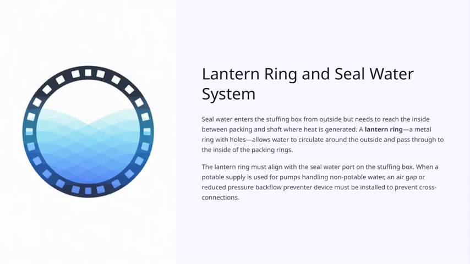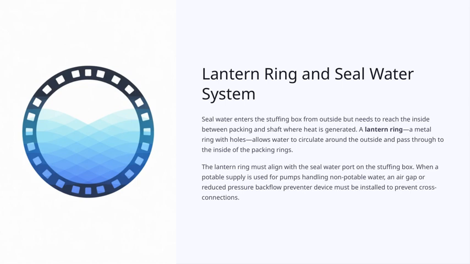Let's talk about the lantern ring and seal water system. Seal water enters the stuffing box from outside, but it needs to reach the inside area between the packing and the shaft, where heat is generated. To do this effectively, we use a lantern ring, which is basically a metal ring with holes in it. This ring allows water to circulate around the outside of the packing and then pass through to the inside. It's a crucial component because it helps keep the packing cool and properly lubricated.